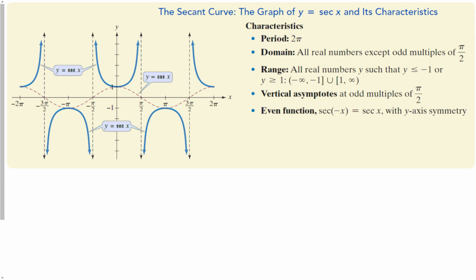Now the secant is based on cosine. Cosine starts at a max, mid, min, mid, max, so it's just going to be shifted a little bit to the left. It still has a period of 2 pi. The domain is everything except for places where the cosine is equal to 0, so that is going to be odd multiples of pi over 2. Same range, vertical asymptotes, except this one is even. See how it's reflected across the y-axis? Same on the right side and the left side.